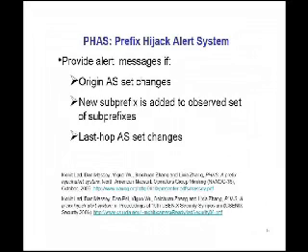The FAS prefix hijack alert system is based on history data or trace data. It looks for origin AS set changes, if the AS seems to be new relative to what's been associated with the prefix up until now. It looks for any new subprefix added to the set of subprefixes already observed, and it looks for last hop AS set changes. So based on those, it generates alerts.